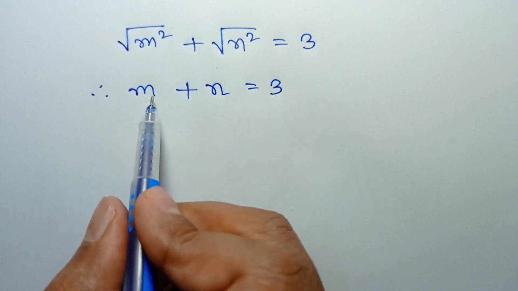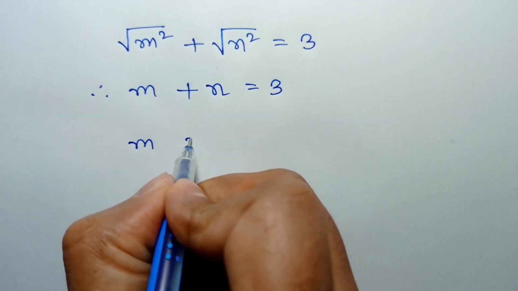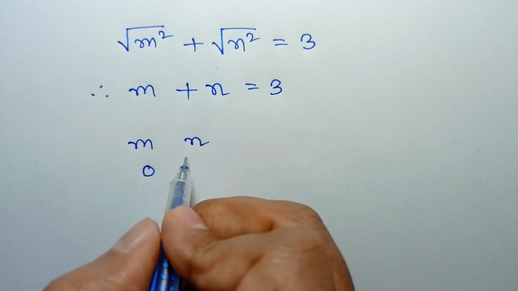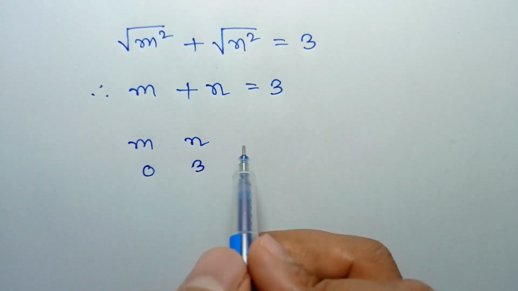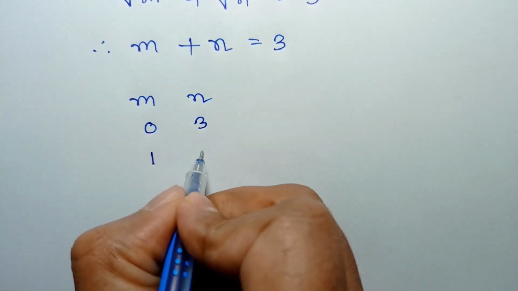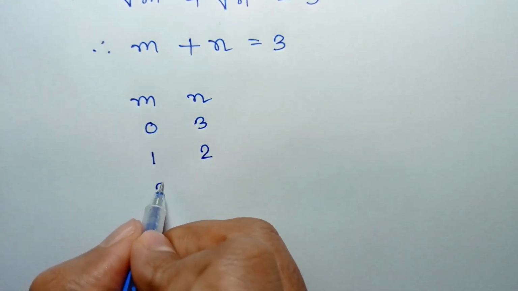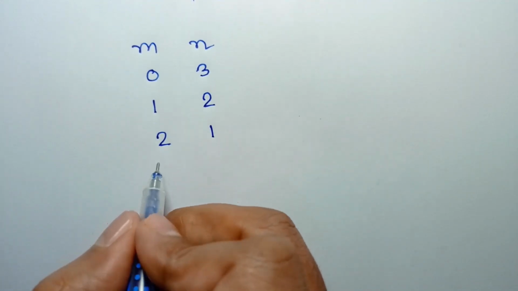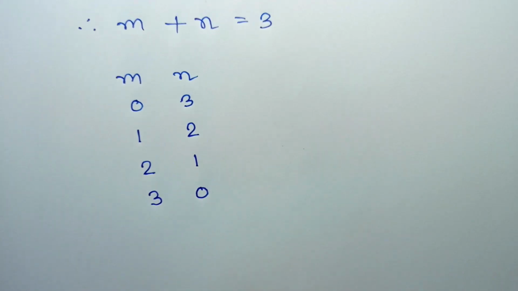Now the possible combinations of m and n: when m is equal to 0, then n is equal to 3, as the sum of 0 plus 3 is 3, and when m is 1, then n is 2, 1 plus 2 is 3, and when m is equal to 2, then n is equal to 1, and when m is equal to 3, then n is equal to 0.